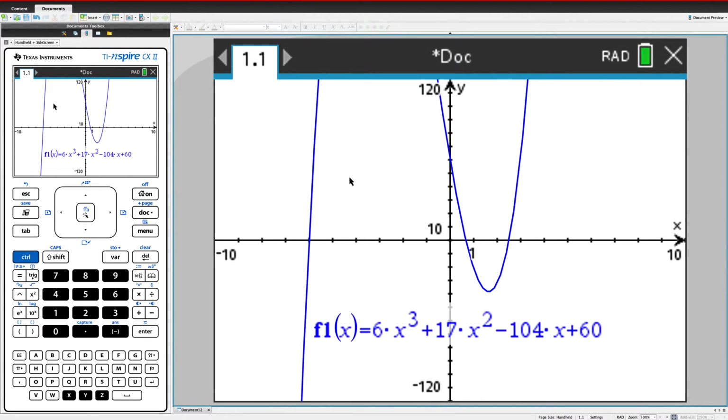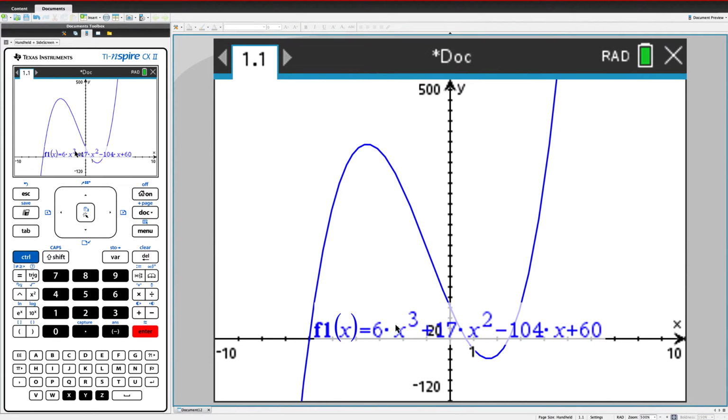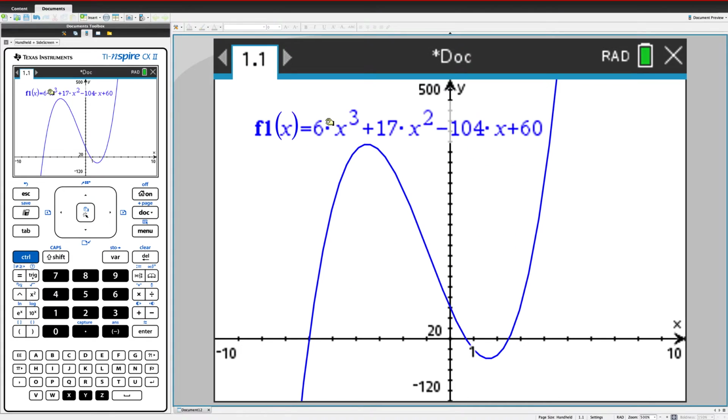I still don't see the highest part of this graph. That's crazy how high this must be. I don't know. I'm going to try 500 now. Okay, now I see the graph. I'm as high as 500 and as low as negative 120, and I can see this. We have 3 zeros. Let's see if they're rational or not.